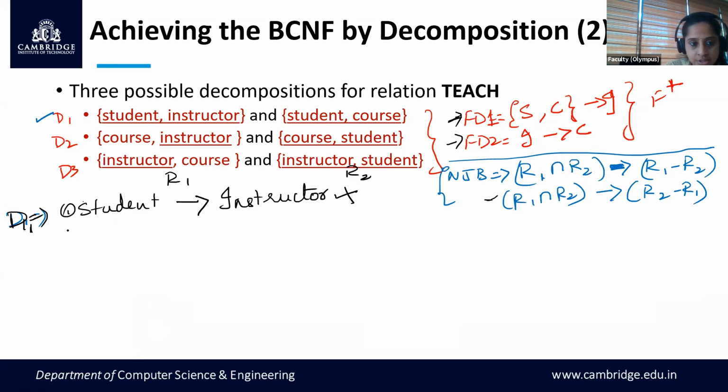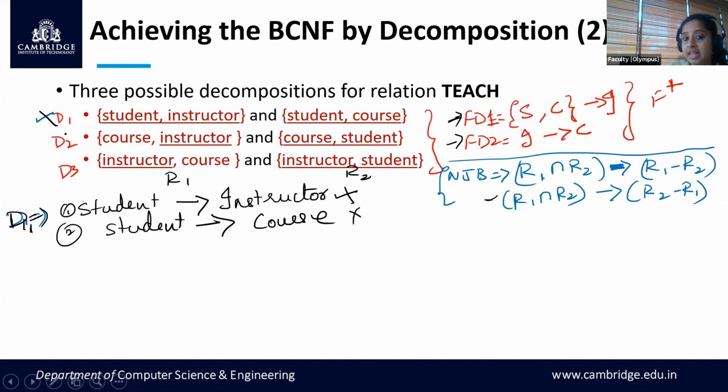For D1, the first one is done. For D1, second one: R1 intersection R2 is student only. It determines R2 minus R1, which is what? Course. Do I have this FD in the given set of FDs in F plus? No, right? So my D1 is ruled out. I can't use this kind of decomposition. Is that clear?